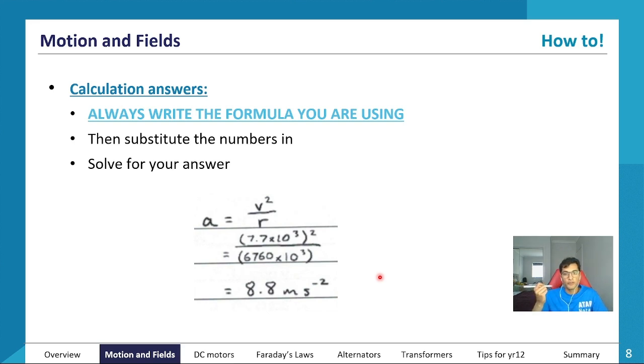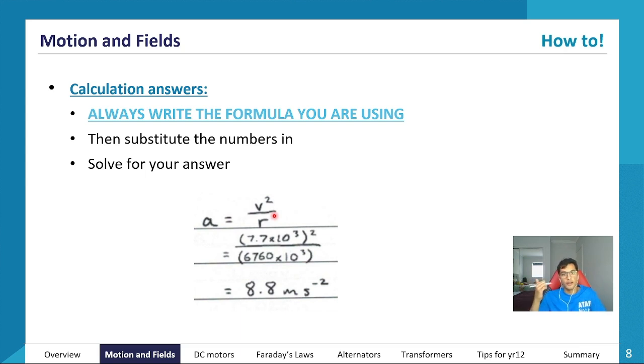So, a quick tip when you're answering any sort of calculation questions, any question that involves writing down any equations or calculations, you want to make sure that you actually write the equation down. So in this question, we have a is equal to b squared r. So make sure that you actually write the equation down.